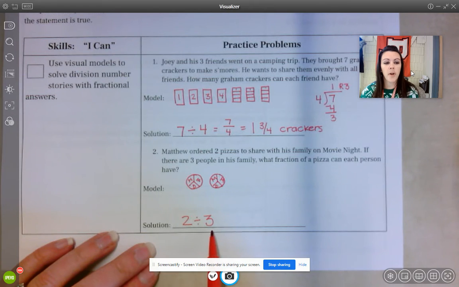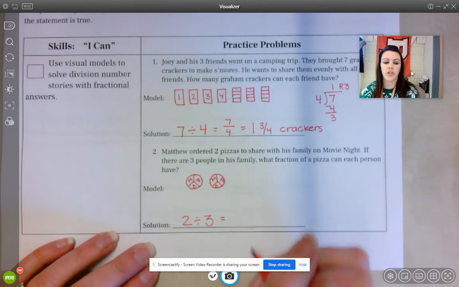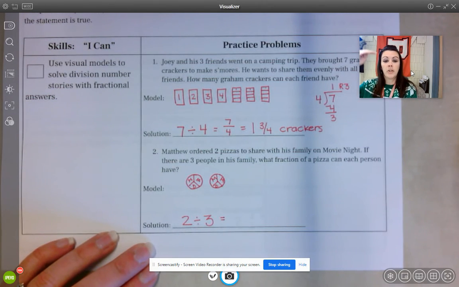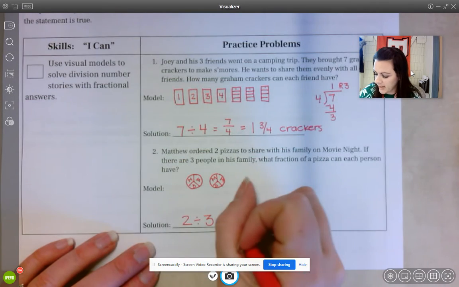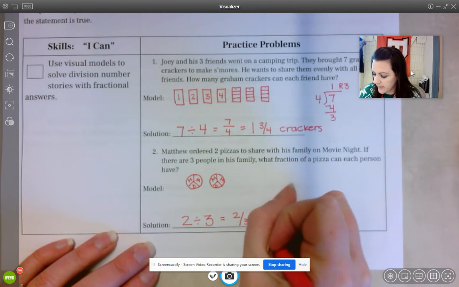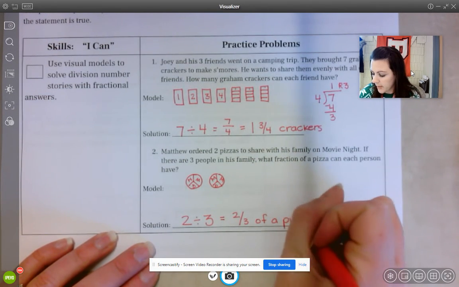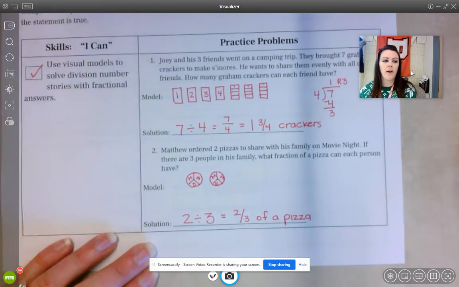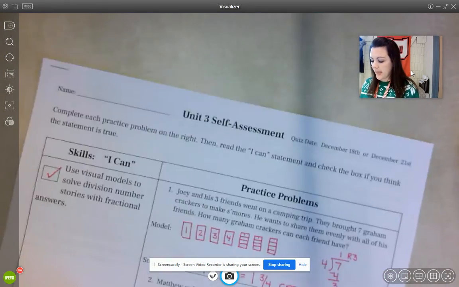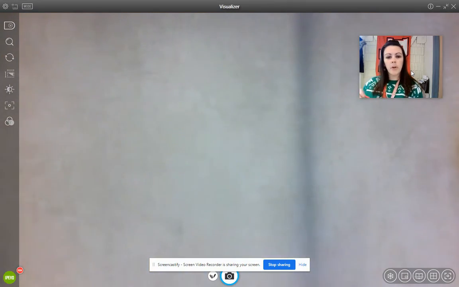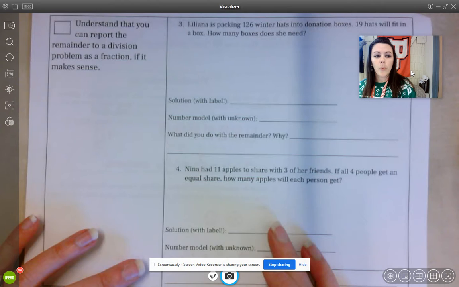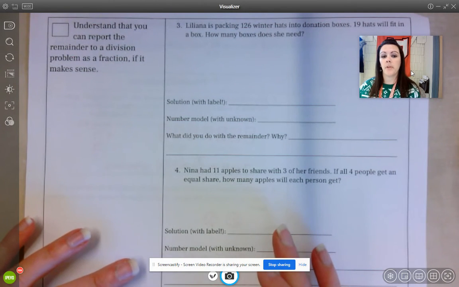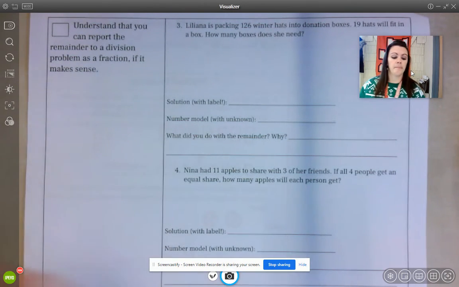Remember that this division problem is just waiting to turn into a fraction. 2 divided by 3, 2 over 3. So what is my final answer? Each person will get 2/3 of a pizza. If you felt confident in those problems, hopefully you put a nice check mark on the left. All right, let's turn the page. This time we're going to be doing division number stories, but we're going to be interpreting the remainder. We have 3 choices for interpreting the remainder. Do you remember what they are?